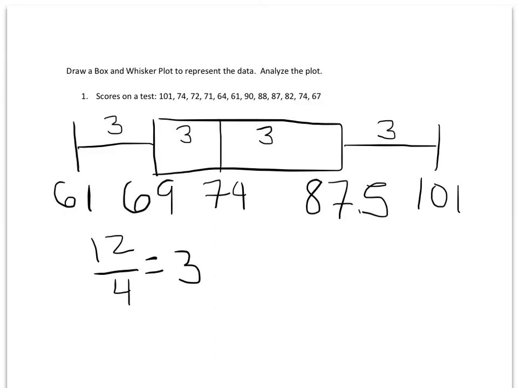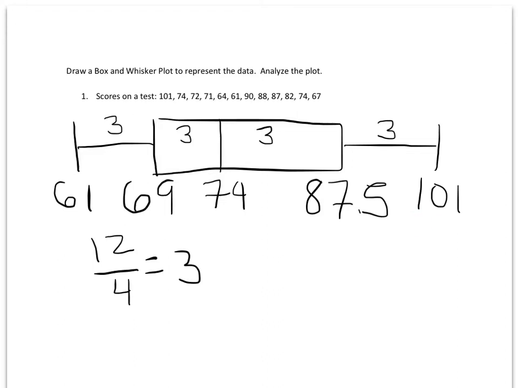So 3 data points fall between 61 and 69. 3 data points fall between 69 and 74. 3 data points between 74 and 87.5. And the last 3 data points between 87.5 and 101.